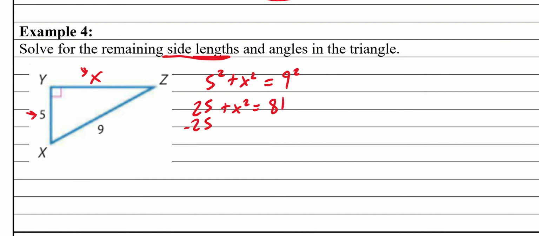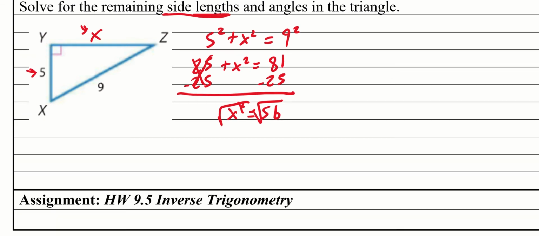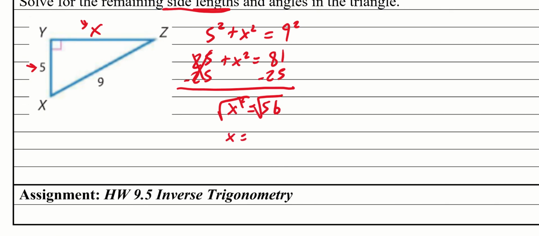Continue to try to get x by itself. To do that, I would need to subtract 25 from both sides. When I do that here, these would cancel. And I'm going to be left with x squared equals, okay, good mental math practice for you, 81 minus 25. That's going to be 56. Okay, and then last step here, take the square root of it. And so I get x equals, okay, this is not going to come out to be a whole number, so I'll just leave it as square root of 56 right now. Because there's no whole number times itself that gives me 56.